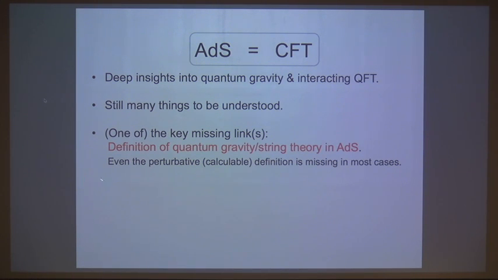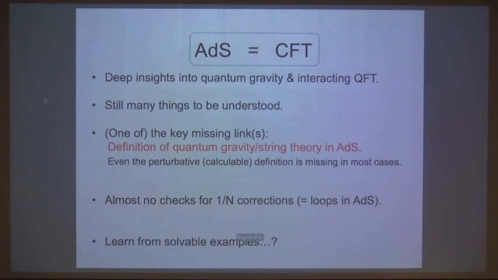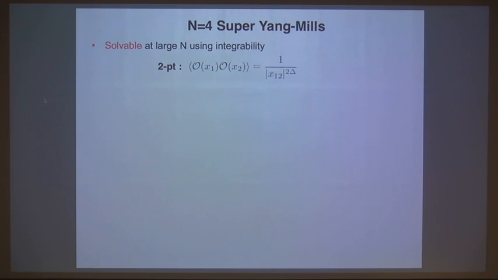And I would like to point out that even the perturbative, worldsheet-level definition is missing in most cases because of the difficulties associated with Ramond-Ramond flux. And related to this point, there have been almost no checks for 1/N corrections, which correspond to loops in AdS. Given such a situation, it would probably be a good idea to learn from some solvable examples. And the solvable example that I'm going to talk about today is N=4 Super Yang-Mills theory in 4 dimensions.